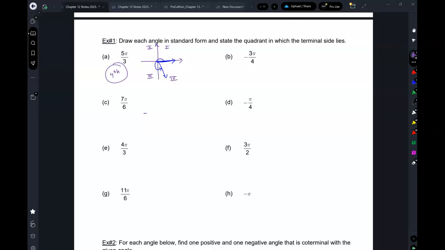So let's do 7 pi over 6 first. I want to do the negatives later. So 7 pi over 6. Here we go. We start here. And then the pi over 6s, right? These are close to the x-axis. So 1 pi over 6.